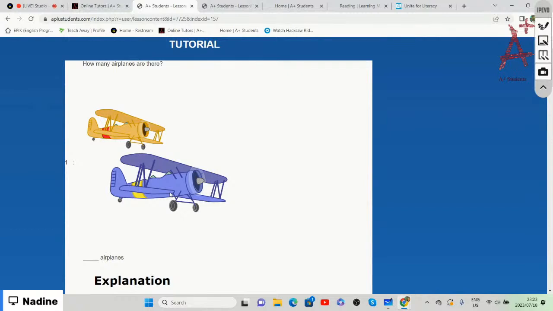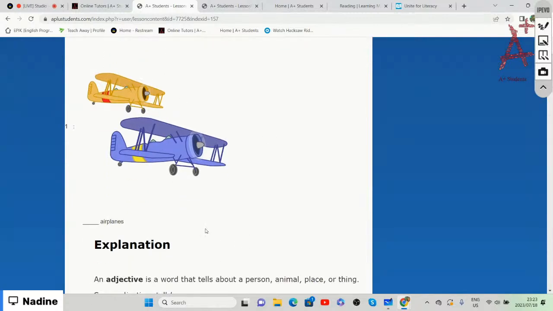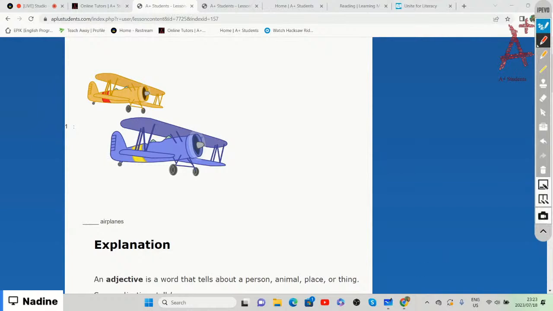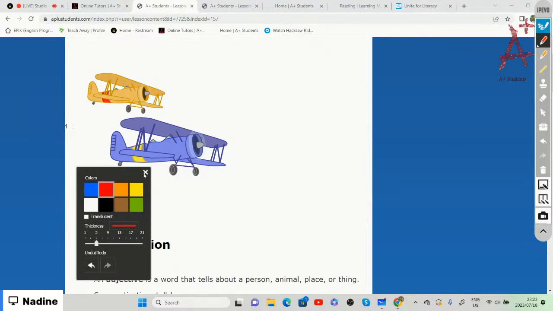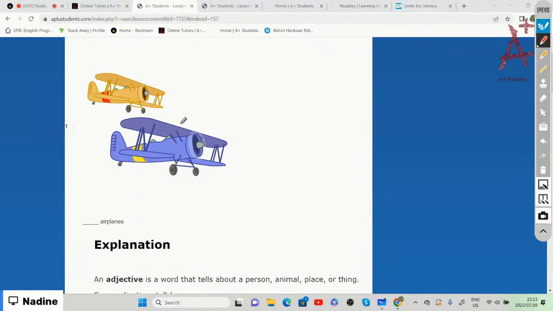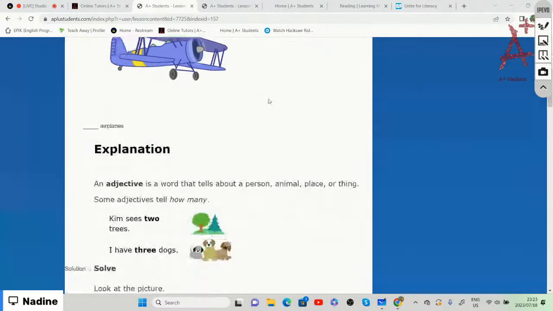So if we look at these two, how many airplanes are there? If we count the airplanes, there's 1 and 2. So there's 2 airplanes. So we are going to write our words here, 2. Oopsie. So we're going to say 2 airplanes, so there are 2 airplanes, or you can just put the number 2. So these are telling us how many.